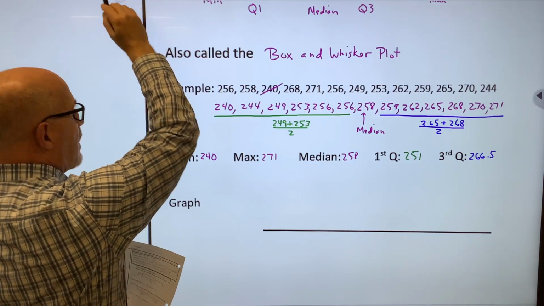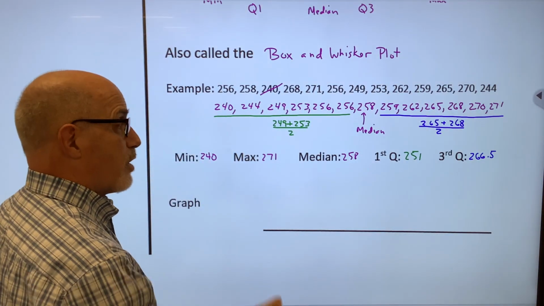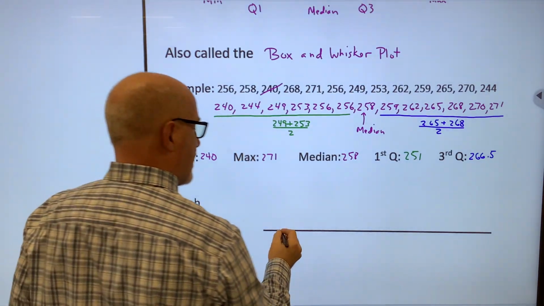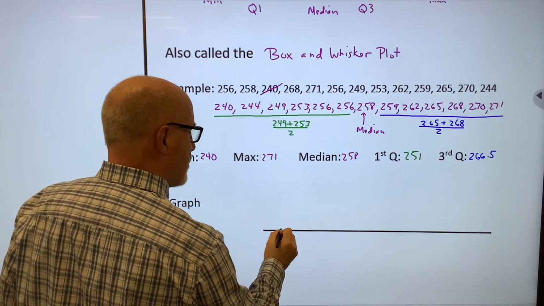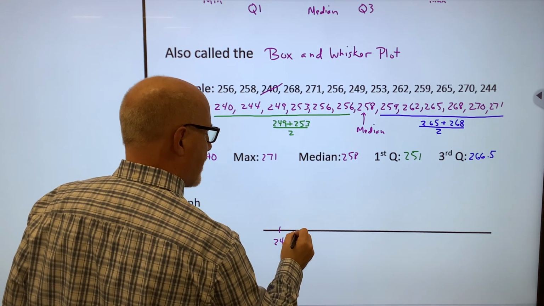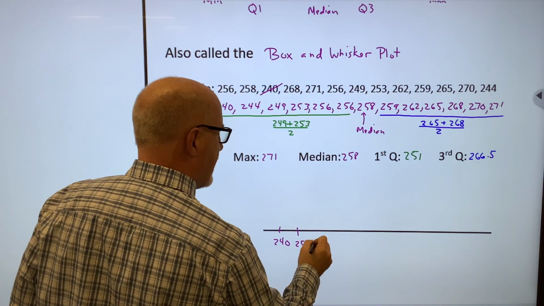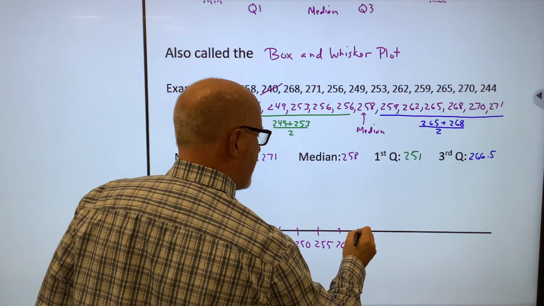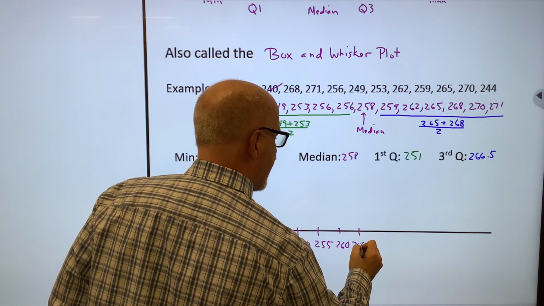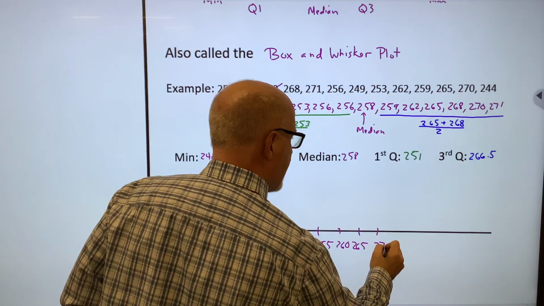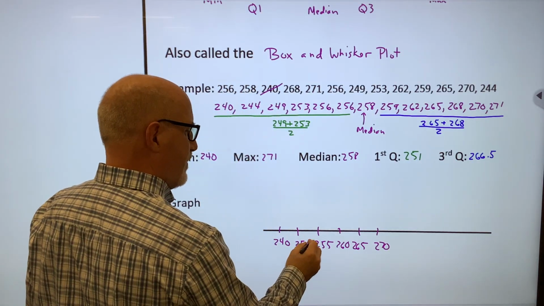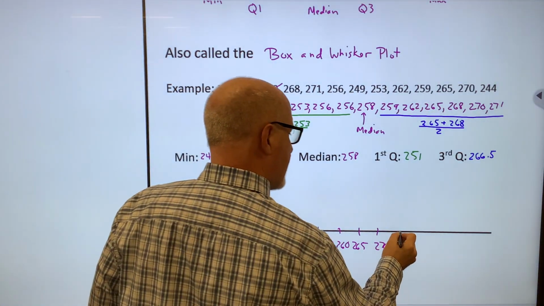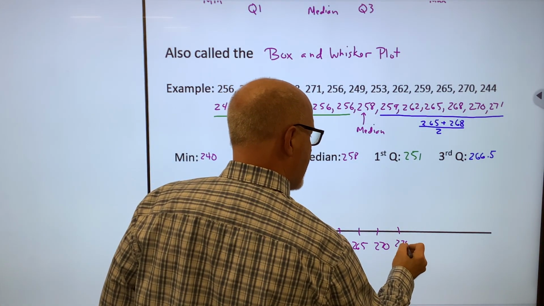Now let's go ahead and do our box and whisker plot. Again, we're going to lay off units on a number line. This isn't a vertical graph, it's just a number line graph. My lowest number is 240, so I'm going to mark it off by 5s: 240, 250, 255, 260, 265, 270. Try to keep your units pretty much standard. I have to go all the way out to 275 to get my maximum in there.